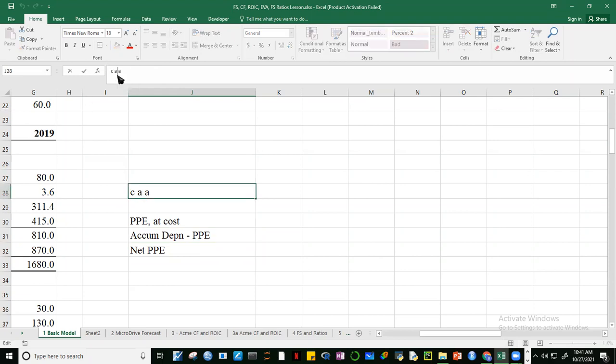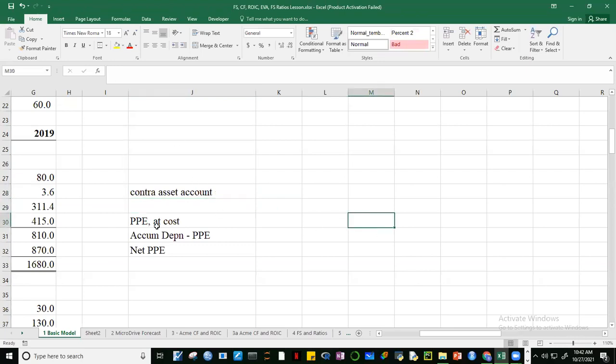Yes, Leanne, thank you. Is it contra asset? Yeah, thank you. You're perfect, Leanne. That's correct. This is called your contra asset account. Let me just write that, contra asset account. Why is it called contra asset? Because it's always attached to an asset. Accumulated depreciation is a contra asset account.